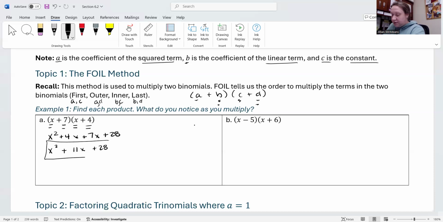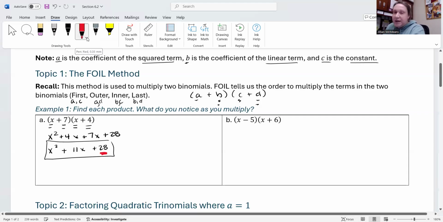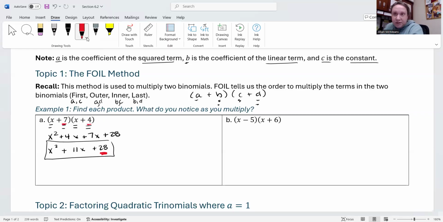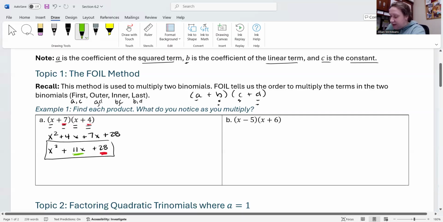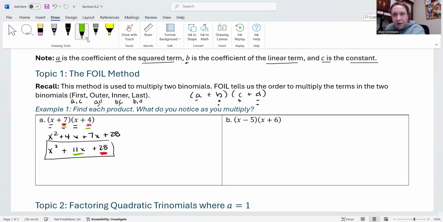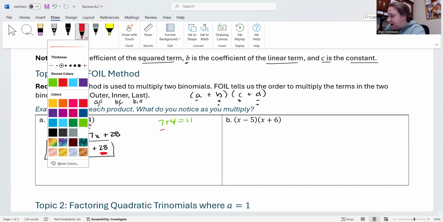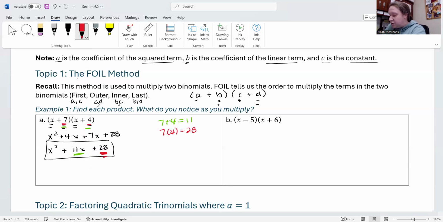Now let's notice a few things. I'm going to underline in red and green. So let's look at this 28. How did I get 28? Well, I multiplied my 7 and my 4. That's easy enough. And then notice here, I also have 11x. Well, how did I get 11? Well, I took my 7 and I added it to my 4. Okay, that's not an accident. So notice 7 plus 4 is 11, and 7 times 4 is 28. And those are two really important numbers in the final trinomial that we get as our product.